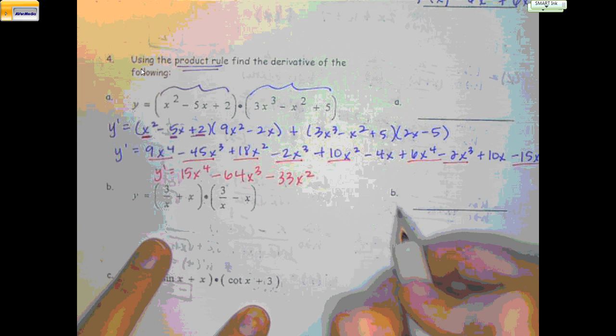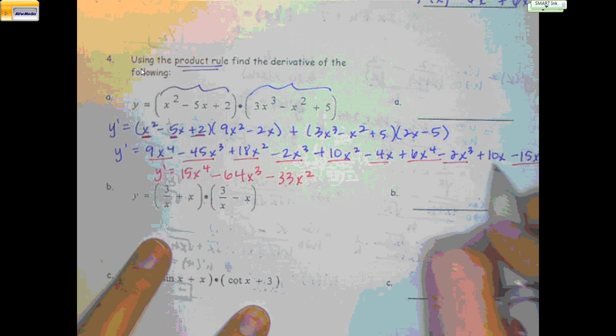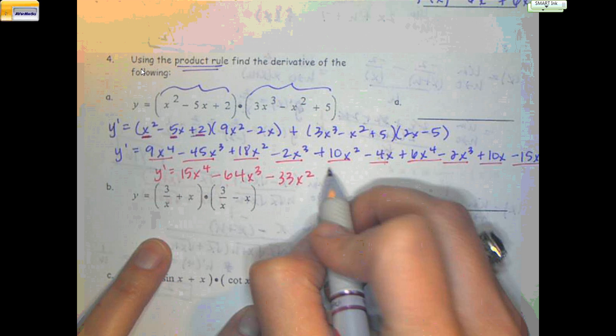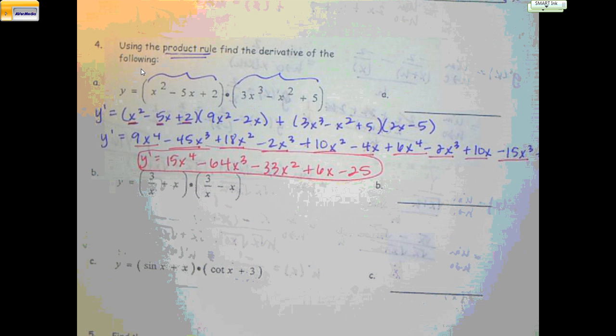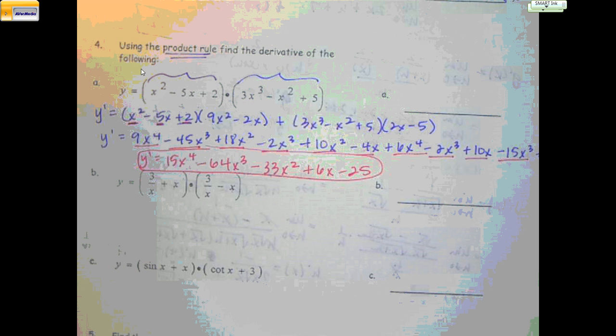Now we have negative 4x, and 10x is 6x. And then negative 25. How many of you already had that on your paper? Sweet. Good job.